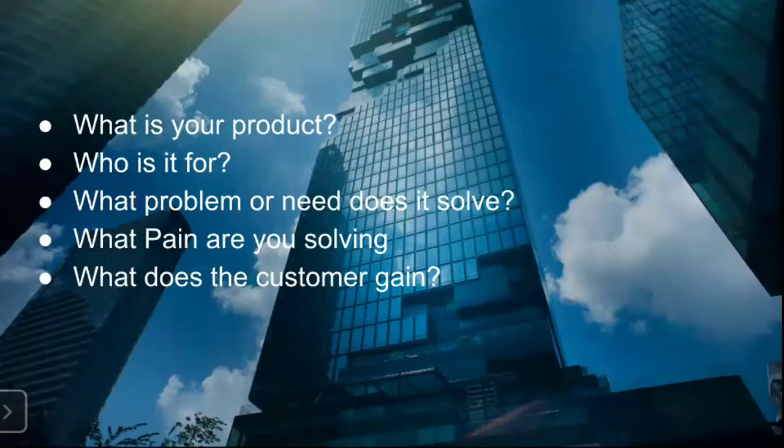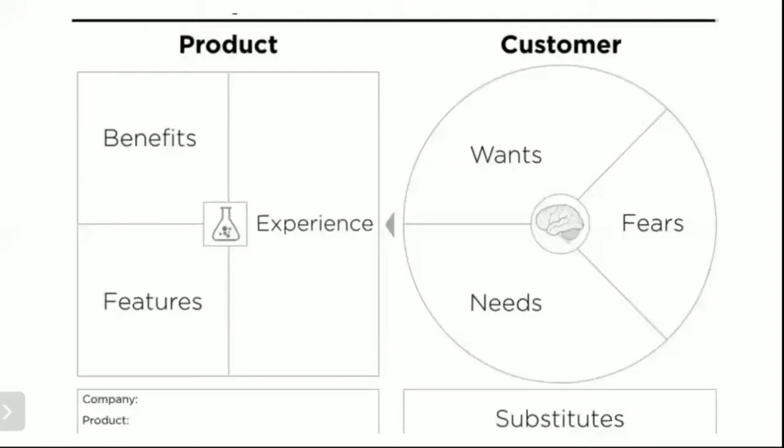So first thing you want to think about is, what is your product? Who is it for? What problem or need does it solve? Or what pain are you solving? Or what does the customer gain from your service? So this is called the value proposition. This is the value proposition template.